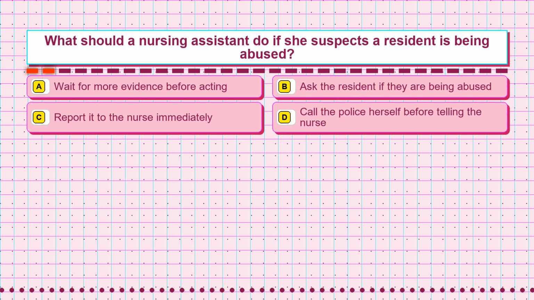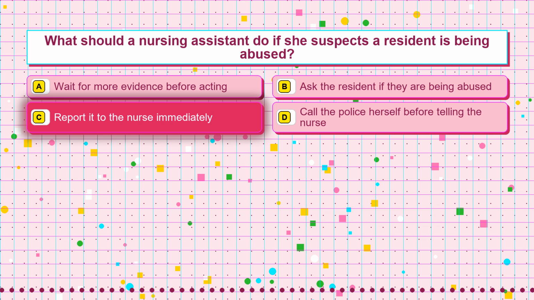Question 63. What should a nursing assistant do if she suspects a resident is being abused? Option A, wait for more evidence before acting. Option B, ask the resident if they are being abused. Option C, report it to the nurse immediately. Option D, call the police herself before telling the nurse.